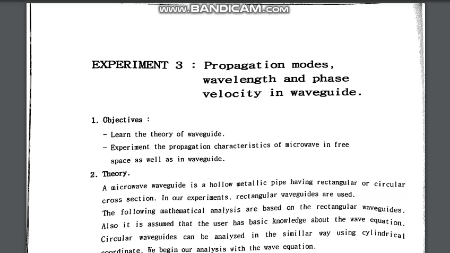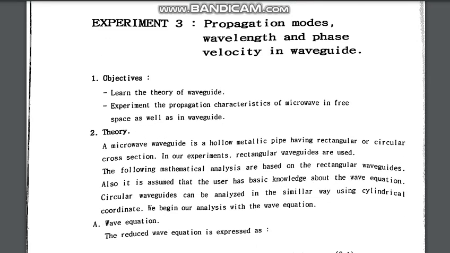As the theory goes forward, the microwave waveguide is a hollow metallic pipe having a rectangular or circular cross section, and this kind of waveguide has been taught in many lectures of the theory. You can see that the waveguide is a hollow metallic pipe that can be shaped with a rectangular or circular cross section. Rectangular waveguides are used in our experiments. We are not using circular waveguides in these experiments.